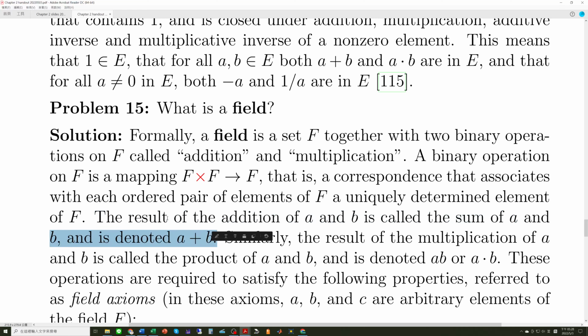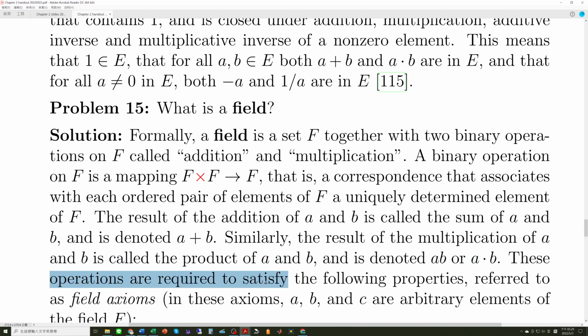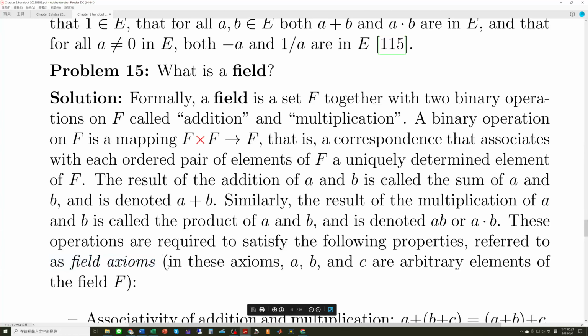The result of the addition of A and B is called the sum of A and B and is denoted A plus B. I think it is very intuitive for you. Similarly, the result of the multiplication of A and B is called the product of A and B and is denoted AB or A dot B. These operations are required to satisfy the following properties, referred to as field axioms. In these axioms, A, B, and C are arbitrary elements of the field F.